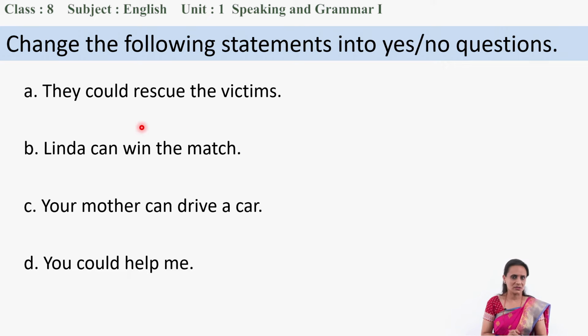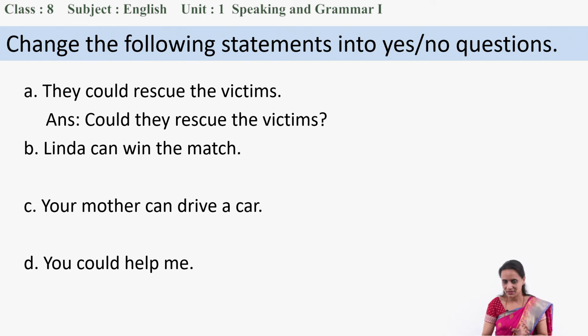What comes at first? Very good. Modal verbs. After that, subject. What is the modal verb here? Could. Good. After that, they, the subject, and the main verb rescue the victims, and at last there will be the question mark. Okay, is it the answer? See? Could they rescue the victims? Is it the answer? Yes. Very good, my dear students.